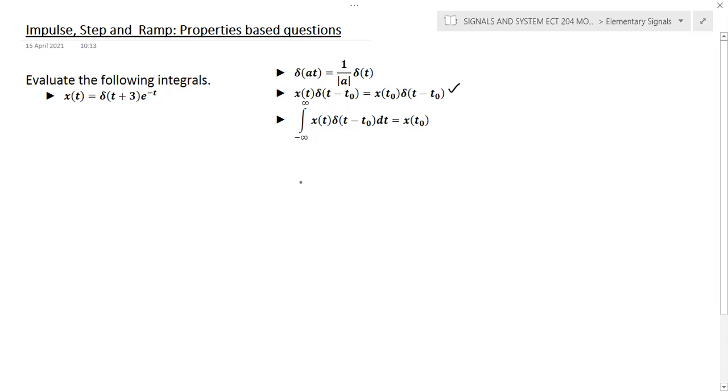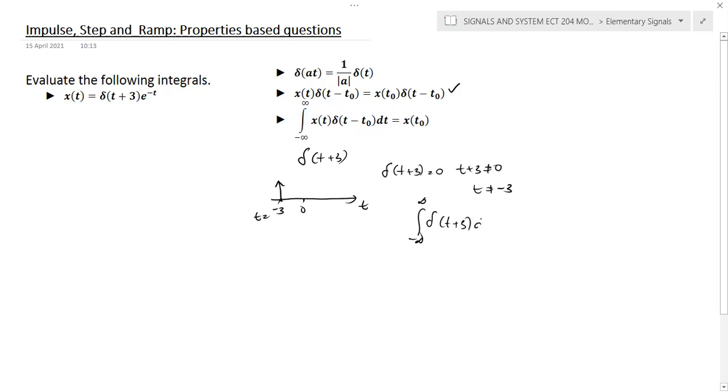So we can draw this waveform. Del of t plus 3 exists only at t is equal to minus 3. So this is the impulse signal which exists at t is equal to minus 3, and the area of the impulse signal is equal to 1. Del of t plus 3 is equal to 0 when t plus 3 is not equal to 0, or t is not equal to minus 3. So at all other values of t, the function magnitude is 0. If you integrate del of t plus 3 dt from minus infinity to infinity, you will get 1, because the area of the signal is equal to 1.